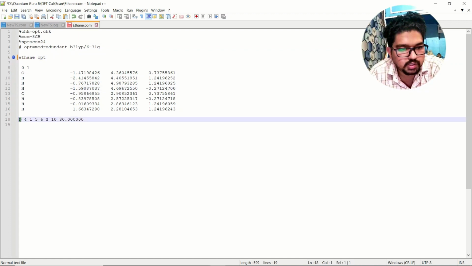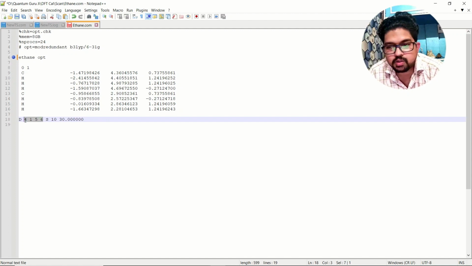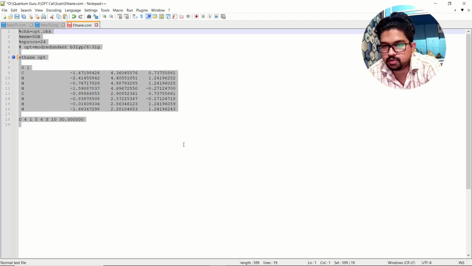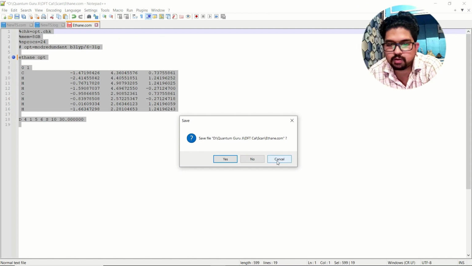D stands for dihedral, and I have shown you the number: the dihedral number was 4 1 5 6. I am interested in the dihedral 4 1 5 6 with the step size 10 and the angle 30. This is the angle that each step will calculate. This is the way you can generate a scan for your dihedral angle, and you can do the calculation.